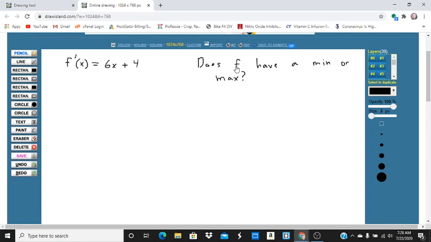So the function f will have a minimum or maximum where the f prime of x, the first derivative of f of x, equals 0. So I'm going to set this equal to 0. I'm going to talk about that in a moment, why that is.